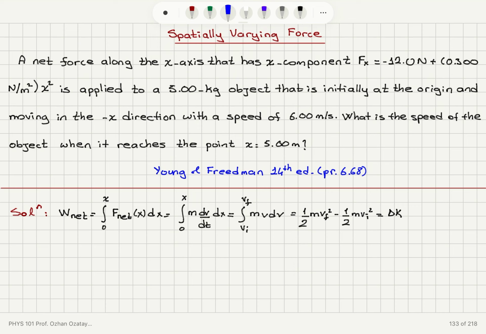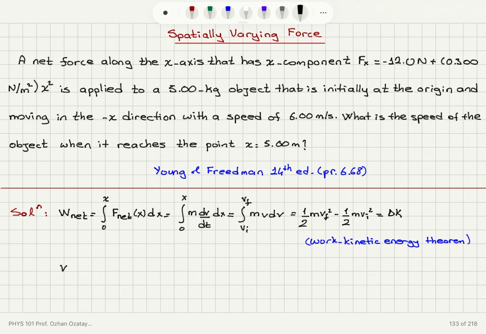So this result is known as the work kinetic energy theorem. Okay, so that's what we are going to use.